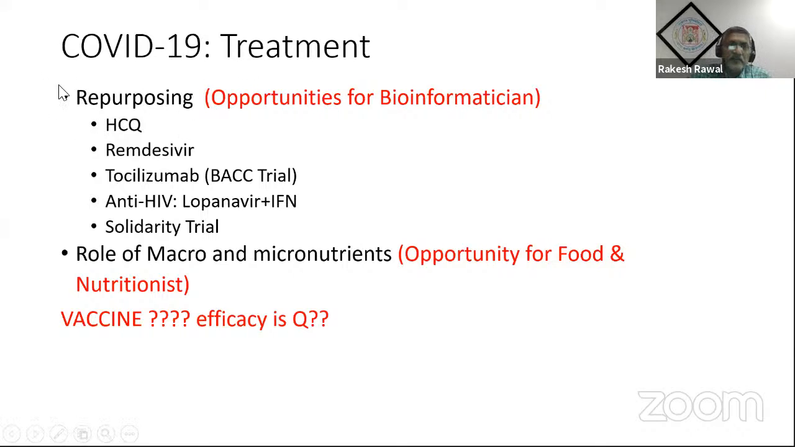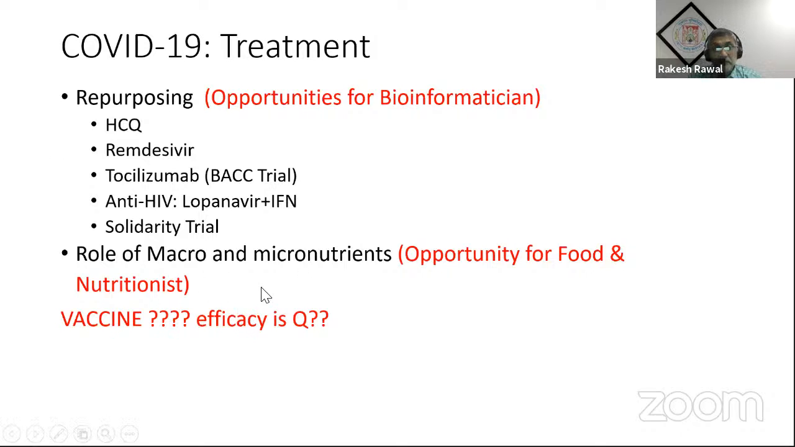And for this repurposing, a lot of opportunity was developed for bioinformaticians. So any of you who is interested in bioinformatics as your future career, possibly you will find in these 6 to 8 months, there are around a few thousands of papers that are published. And all of them were having some bioinformatics analysis in that. We'll discuss that later on in this presentation.